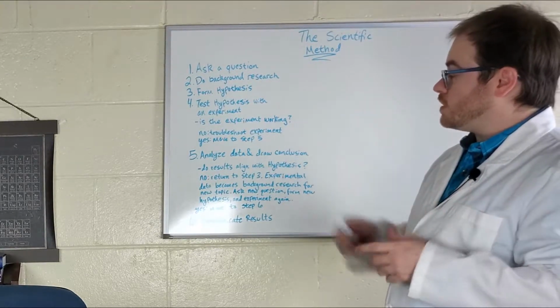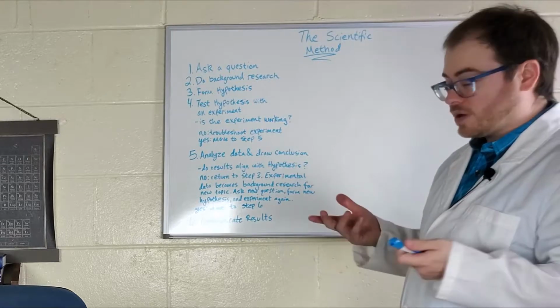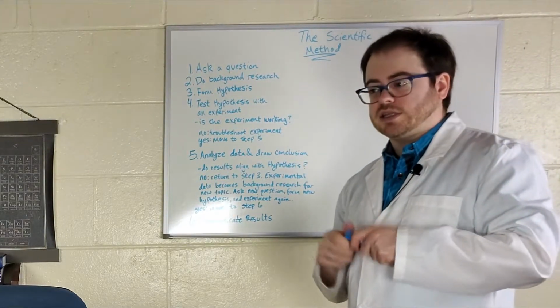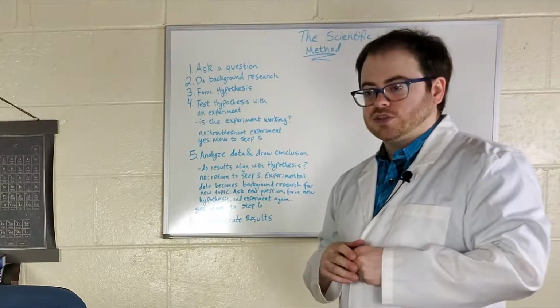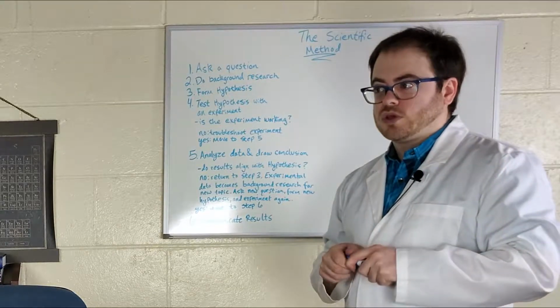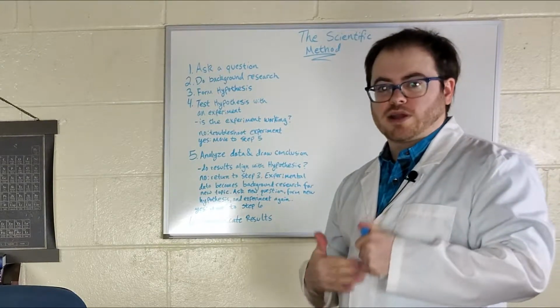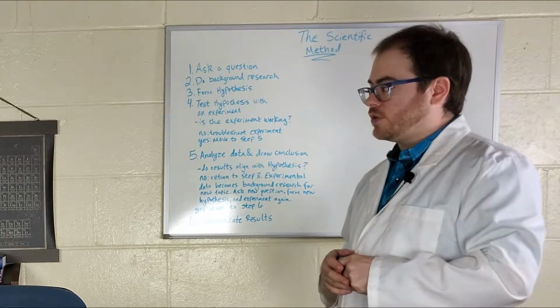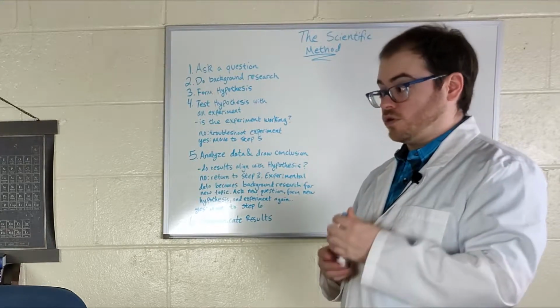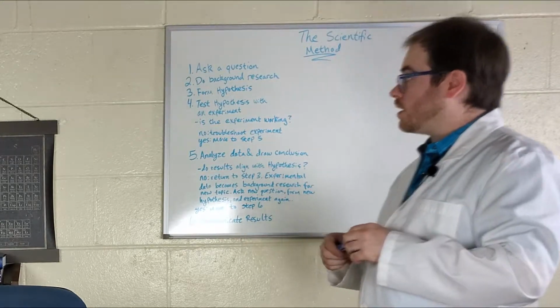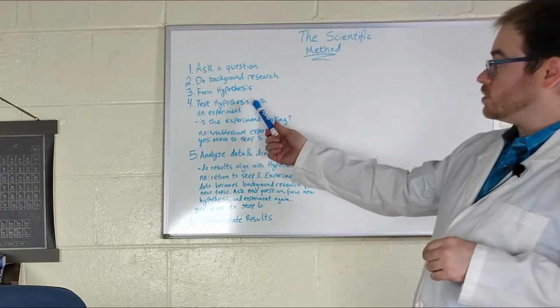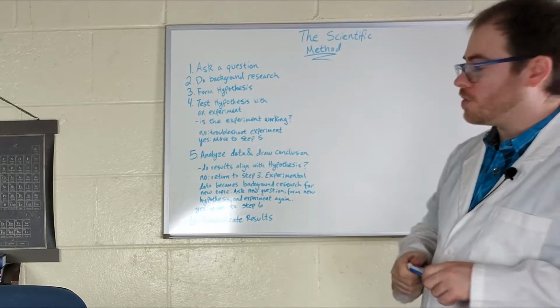Once you have done your research, then you're going to form a hypothesis. Now, your hypothesis is an educated guess. This is seeing if you're at least on the right track, and you're going to figure out one way or another if you are on the right track by testing that hypothesis with an experiment, which is step number 4.